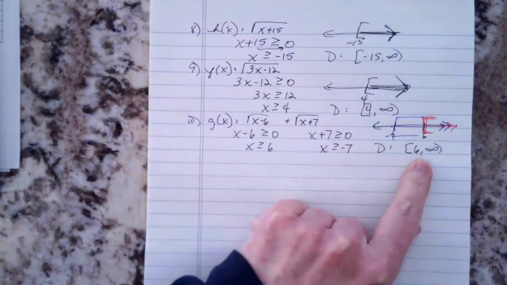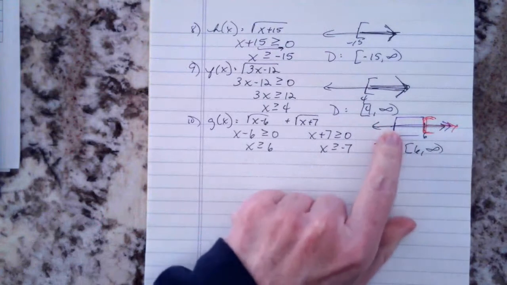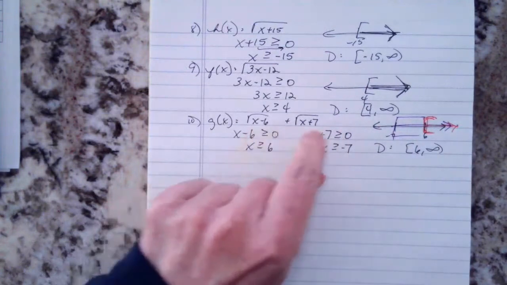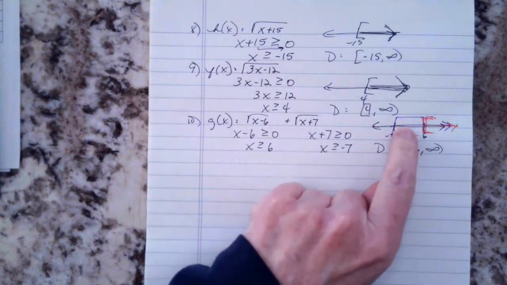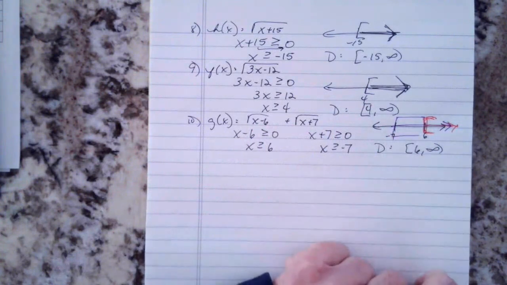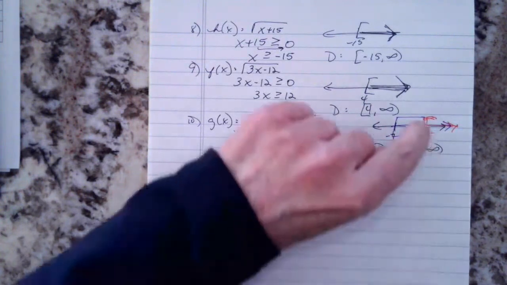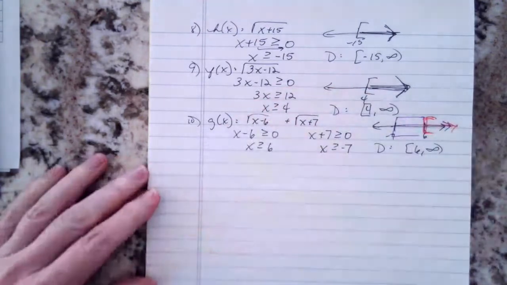It can only be the portion of numbers here on the number line that will work in both cases. These numbers out here are not covered with the orange. You're looking for where there's orange and purple. So from 6 to the right.